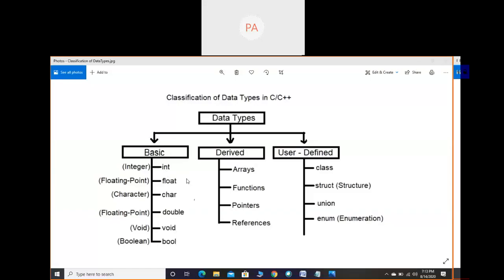The first data type is int. Int is a keyword here. You have to write it in lowercase letters. The meaning of that is integer. The next data type is float. This comes in basic data types. Float is a keyword. The meaning is floating point number.